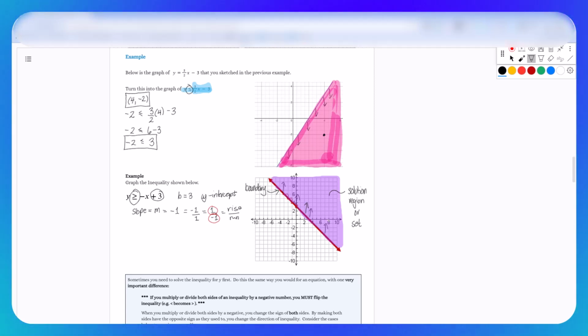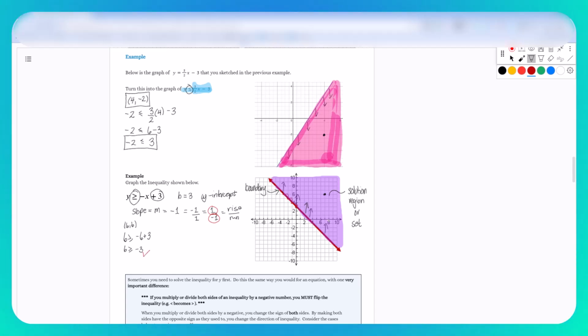Now let's pick a value in our solution region to test to see if this is indeed the right area to choose. Well, I'm going to pick (6, 2). Or sorry, let's pick (6, 6). So if we pick (6, 6) and substitute it in, we get 6 is greater than or equal to -6 plus 3, or 6 is greater than or equal to -3.